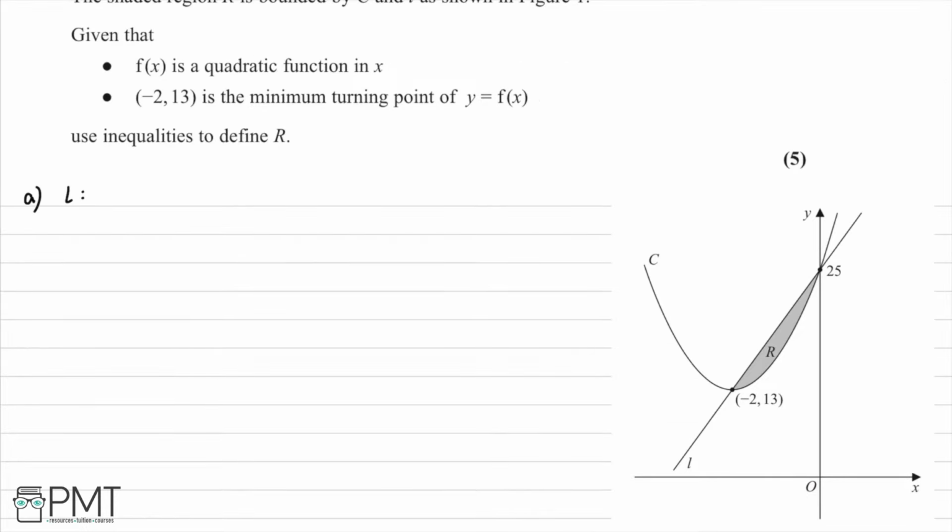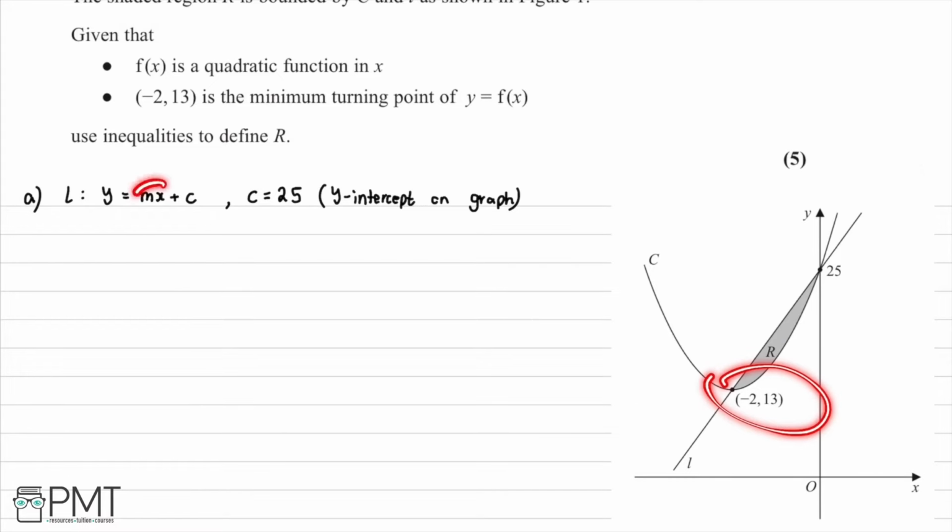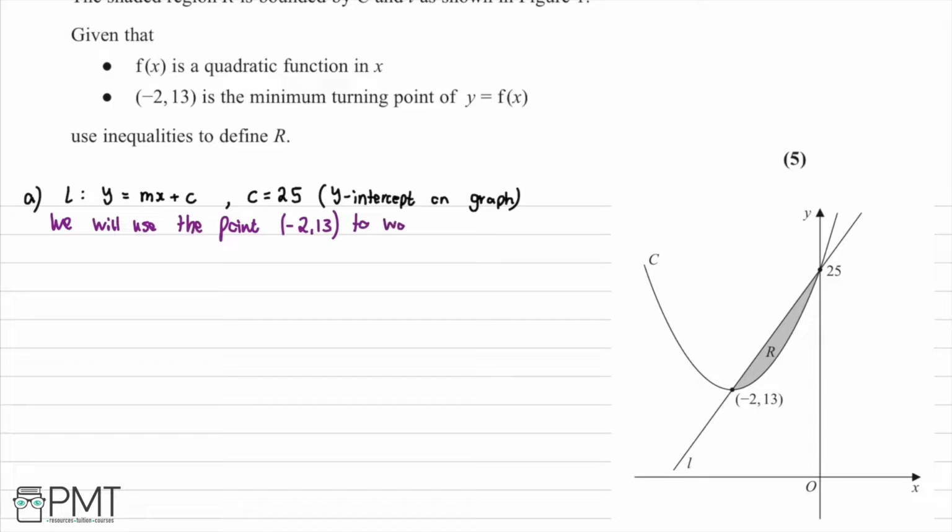And we know that all lines, like this line in the graph, have equations as follows. So it will be y is equal to mx plus c. So we know c is a y-intercept, and we can read this off the graph. So we know that c is equal to 25, and we know this because it's the y-intercept on the graph. So then now we can use this point here to work out the gradient m. So just note that down. We'll use the point (-2, 13) to work out the gradient.